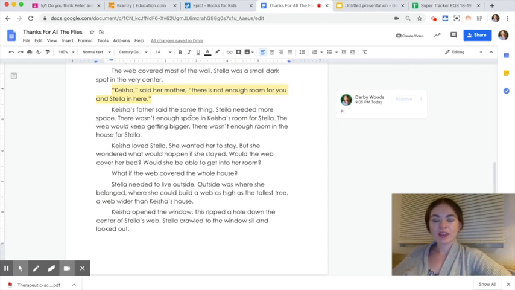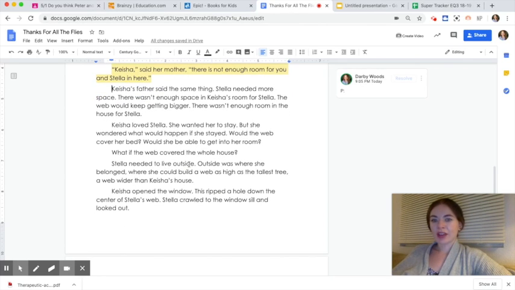Keisha's father said the same thing. Stella needed more space. There wasn't enough space in Keisha's room for Stella. The web would keep getting bigger. There wasn't enough room in the house for Stella. Keisha loved Stella. She wanted her to stay, but she wondered what would happen if she stayed. Would the web cover her bed? Would she be able to get into her room? What if the web covered the whole house?